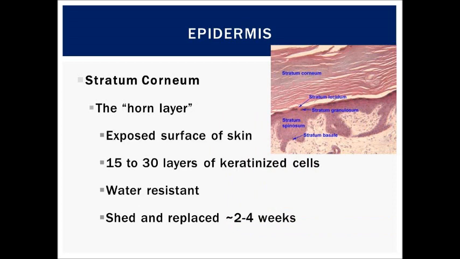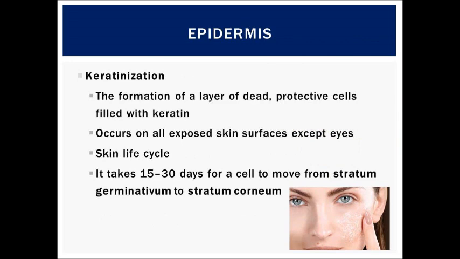Alright, the final one is stratum corneum. It is the horn layer. This layer is exposed on the skin surface. It is the thickest stratum, with 15 to 30 layers of keratinized cells. Stratum corneum is water resistant, and it can shed, and is replaced, around 2 to 4 weeks, depending on the individual. Let's talk about the keratinization.